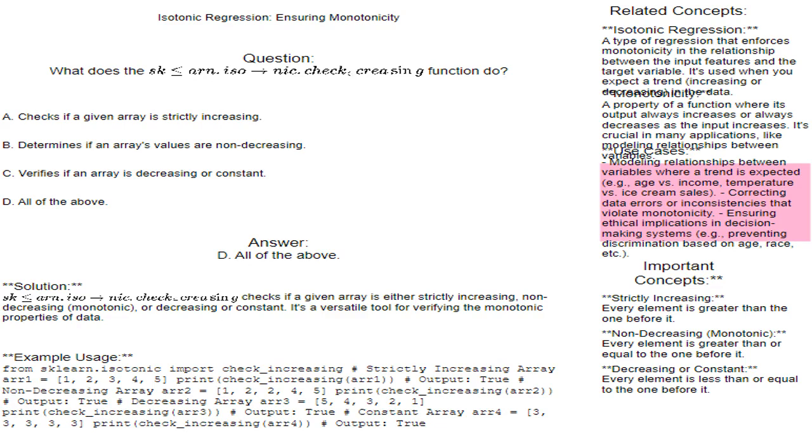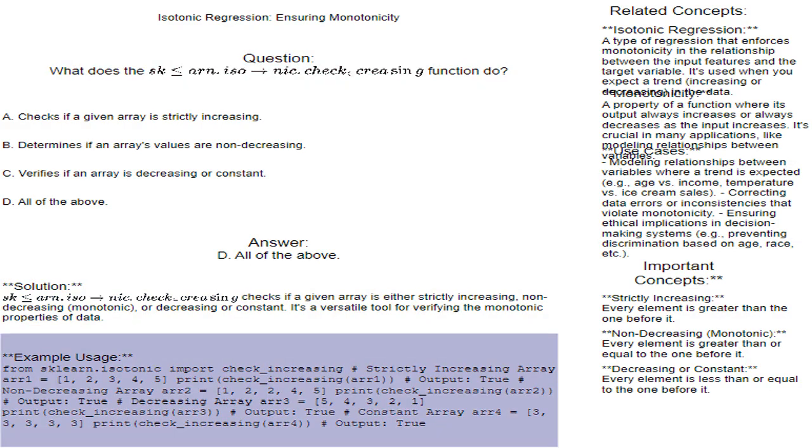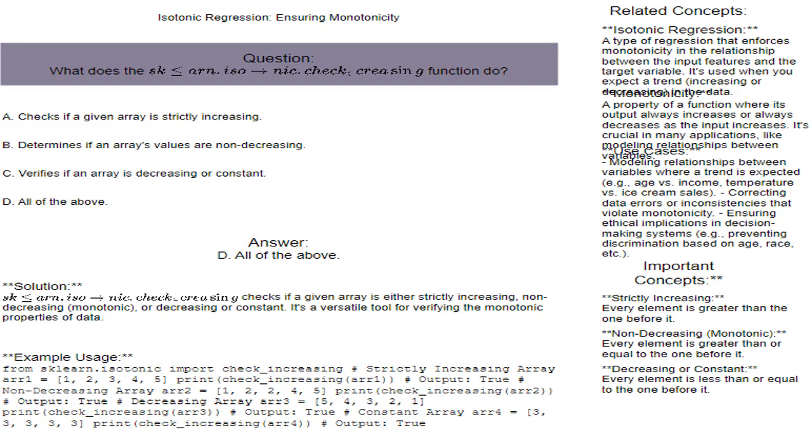Let's consider the following array: 2, 4, 5, 6, 8. This array is strictly increasing because each element is greater than the one before it. If we use the check increasing function, it would return true, confirming this property. However, if we had an array like 2, 4, 4, 6, 8, it would be non-decreasing monotonic. As the third element is equal to the second element, the function would still return true because it recognizes both strictly increasing and non-decreasing patterns.